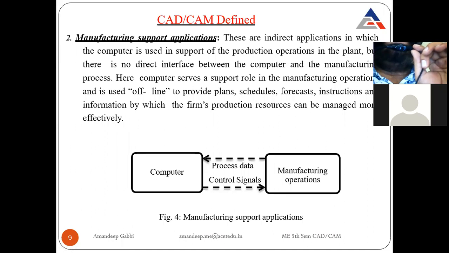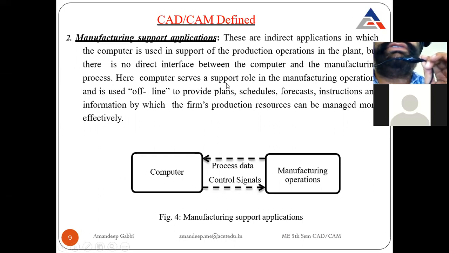Manufacturing support applications. These are the indirect applications in which the computer is used in support of production operations in the plant, but there is no direct interface between the computer and the manufacturing process.